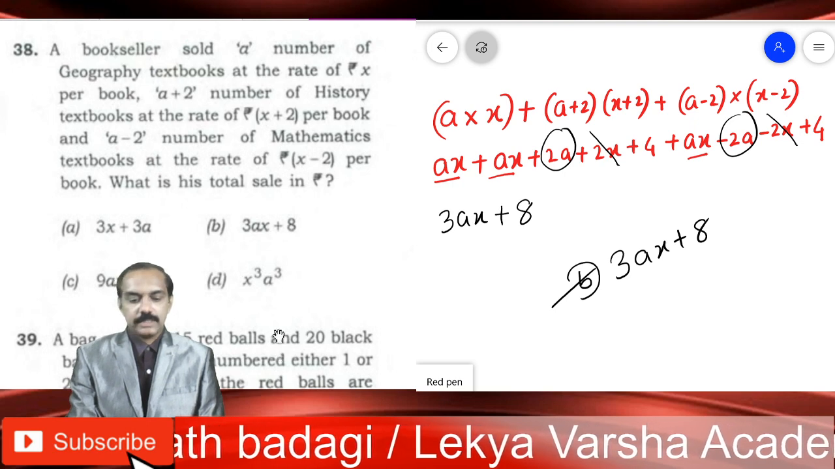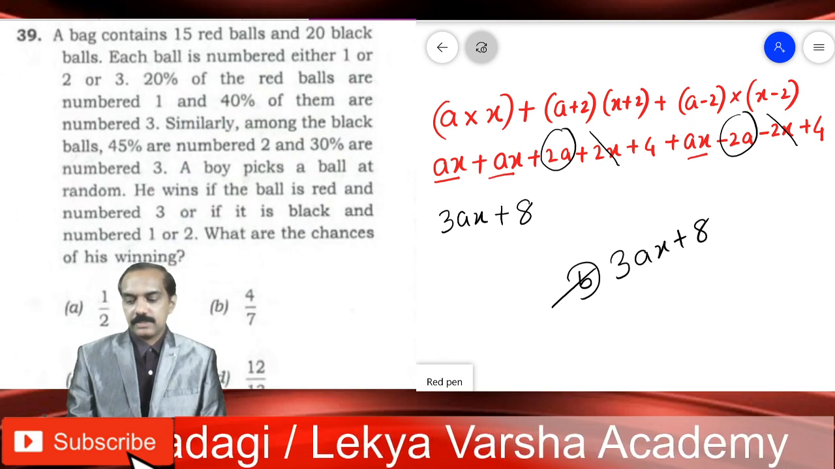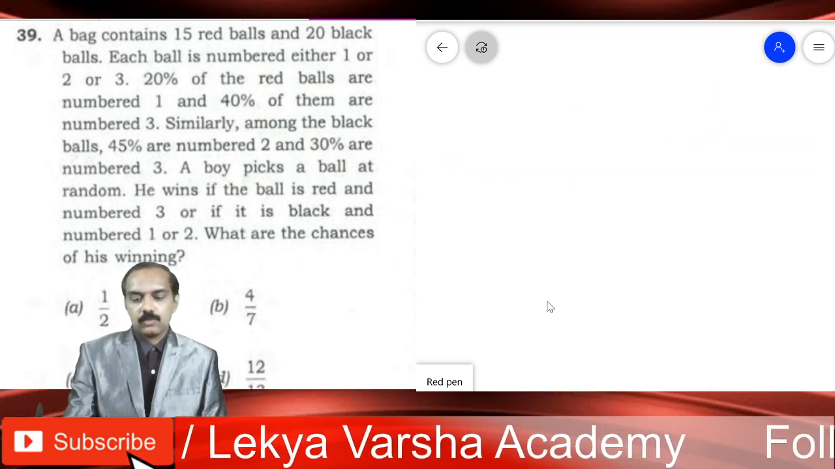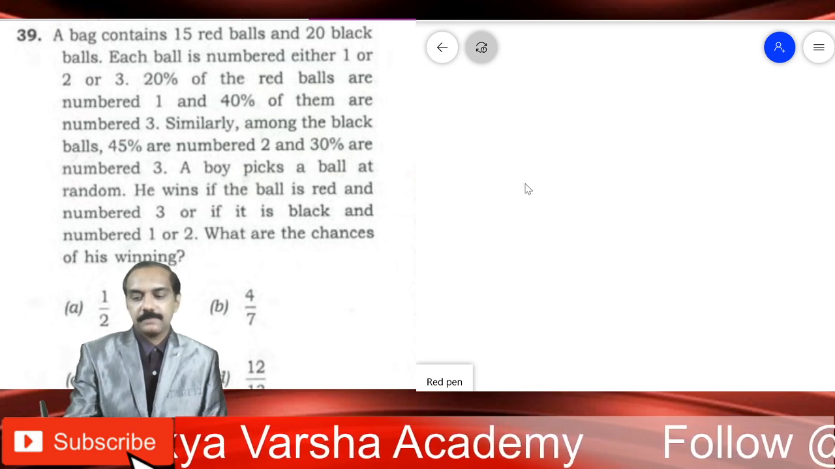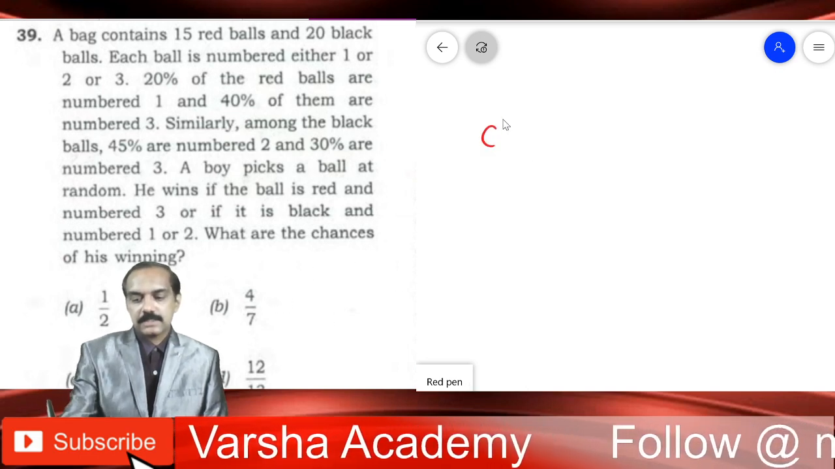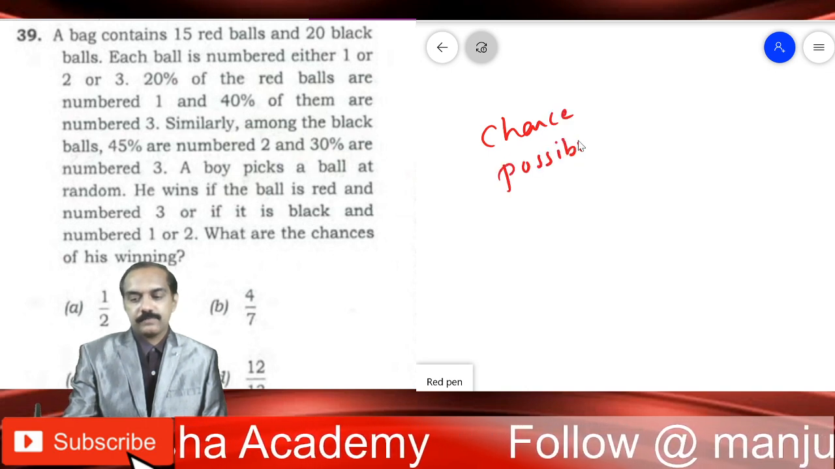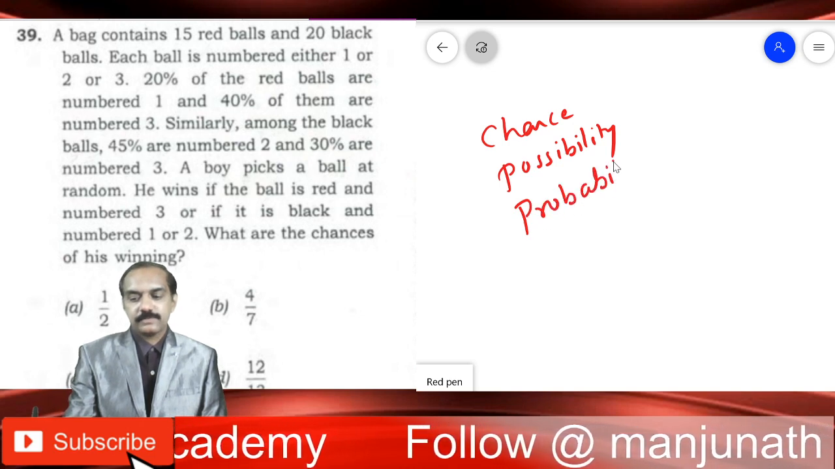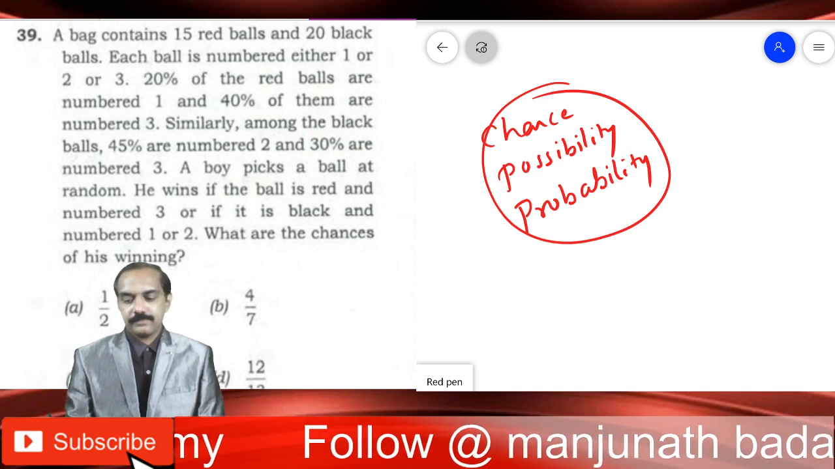Moving on to 39th. 39th problem is on probability. See here, in the end he has asked what are the chances of his winning. Chance, possibility, probability, all these are synonyms. Therefore, it is a problem of probability.